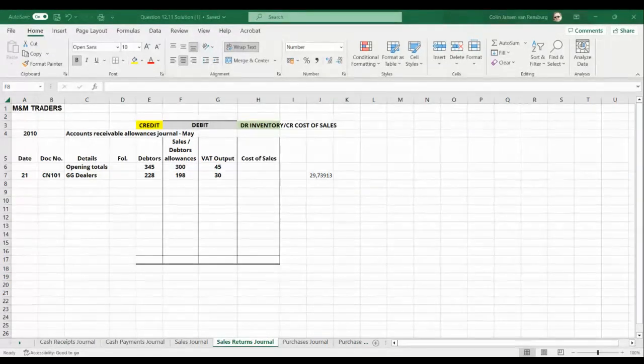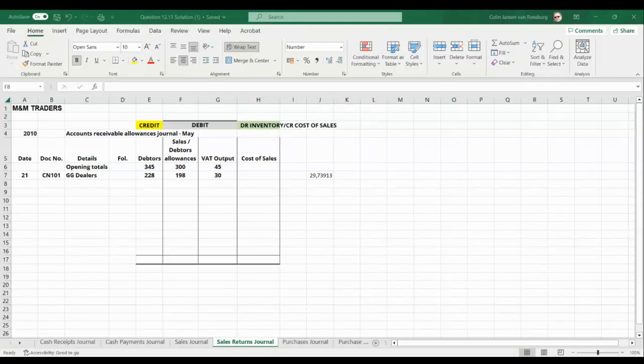We are decreasing our sale. Let's put the figures to it. We are decreasing the amount that GG dealers owe us by 228 rands. We are decreasing our sales by 198 rands, and we are decreasing the VAT output by 30 rands. Right, so now we haven't overcharged them again. They are now happy and we are happy. They are going to continue buying from us. We have apologized for accidentally overcharging them, the whole story. Okay. So far, so good, ladies and gentlemen.